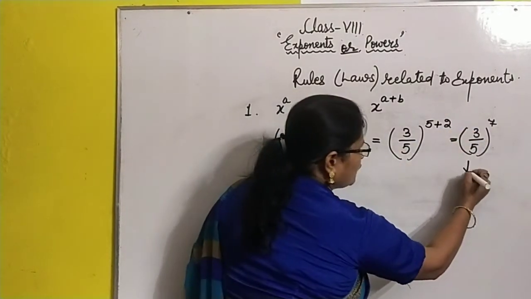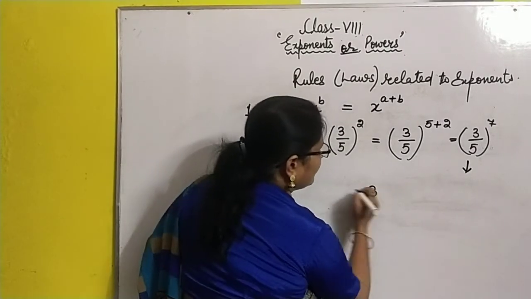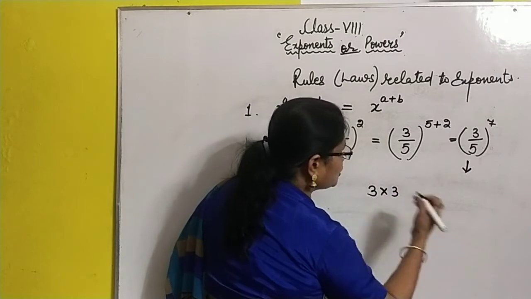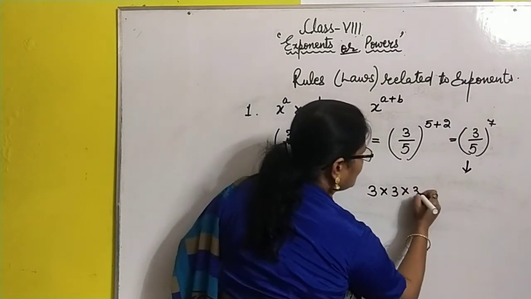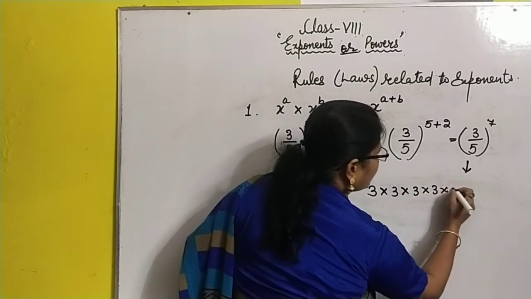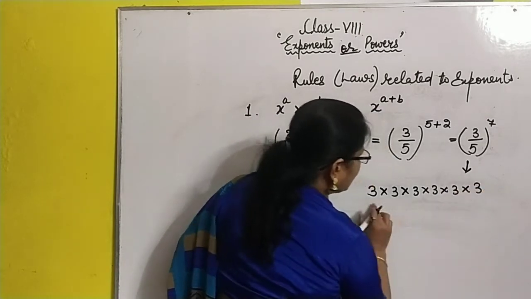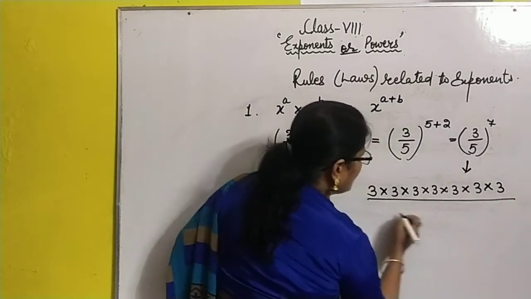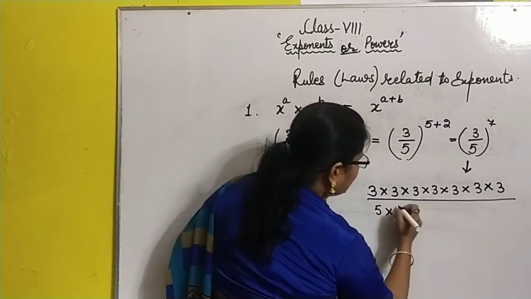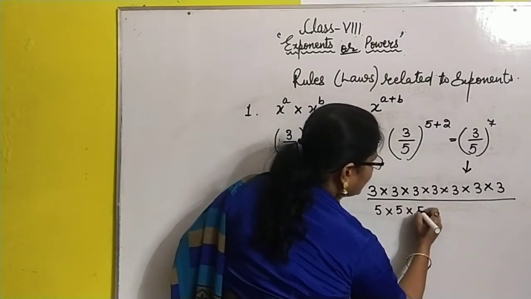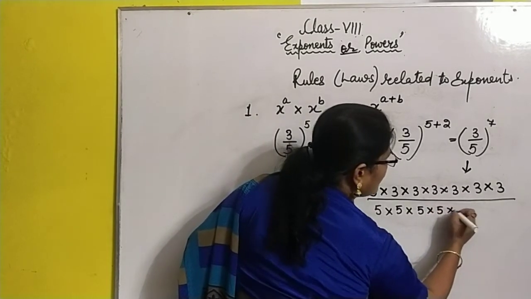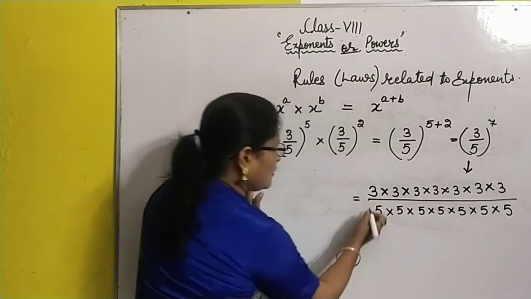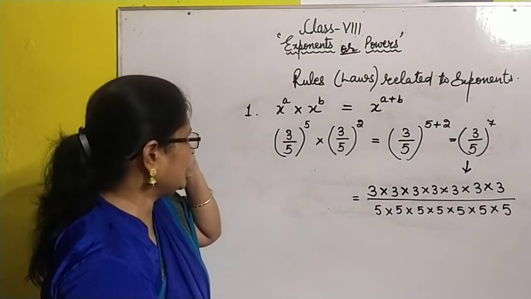Meaning if you write it in the individual form, you will write 3 into 3 into 3 into 3 into 3 into 3 into 3, 7 times, upon 5 into 5 into 5 into 5 into 5 into 5 into 5, 7 times also. Okay, so in this way you will write the number.